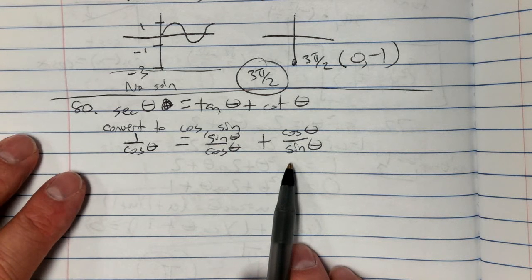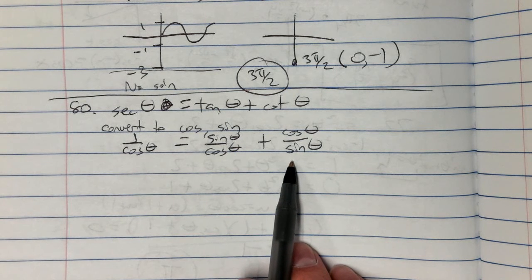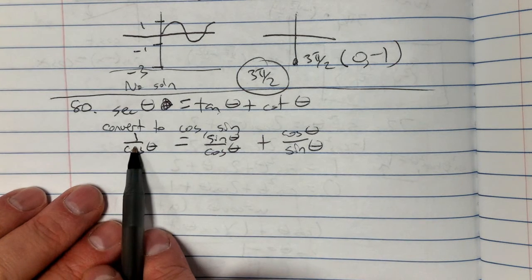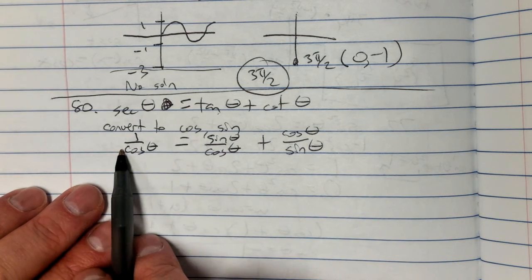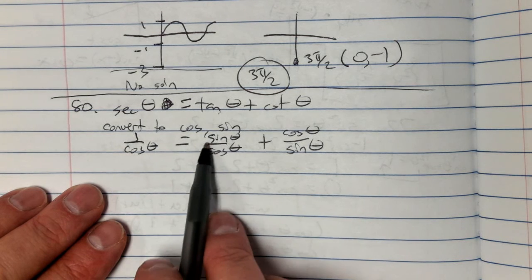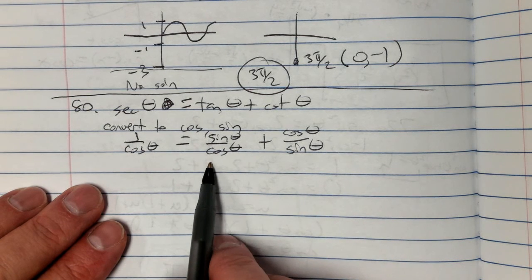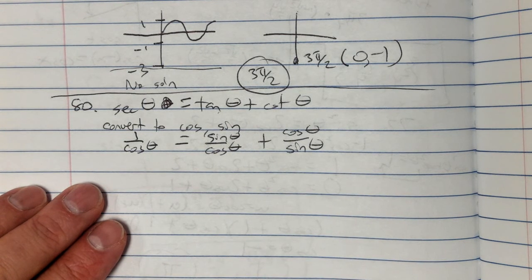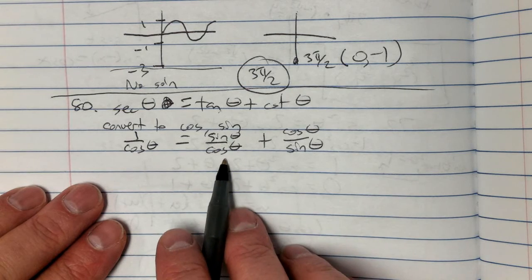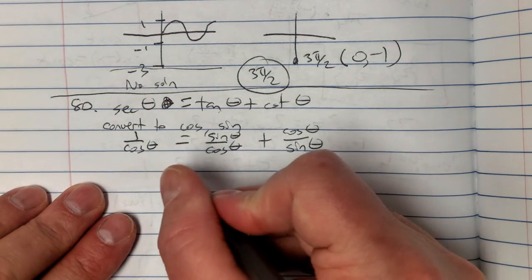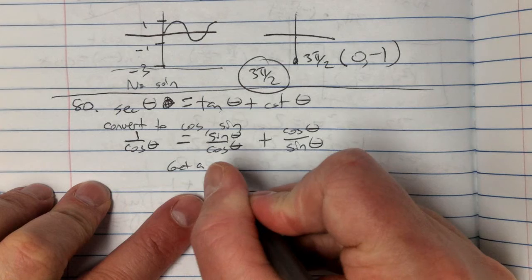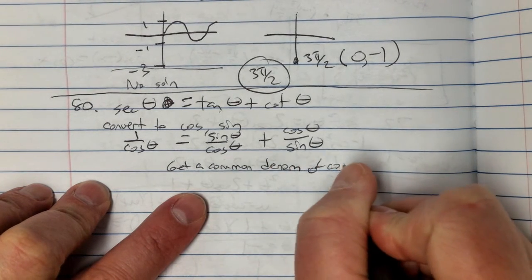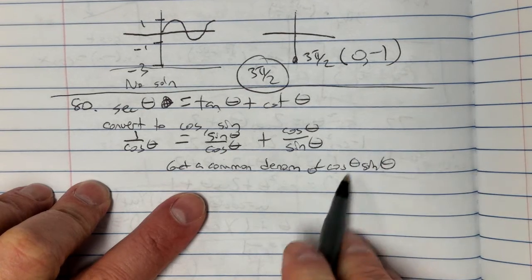So now we've converted them from your reciprocal identities. Secant is 1 over cosine. Remember the c and the s go together. Tangent is sine over cosine. That's the same as y over x. And cotangent is flipped. So what we want to do next is get a common denominator of cosine theta times sine theta.